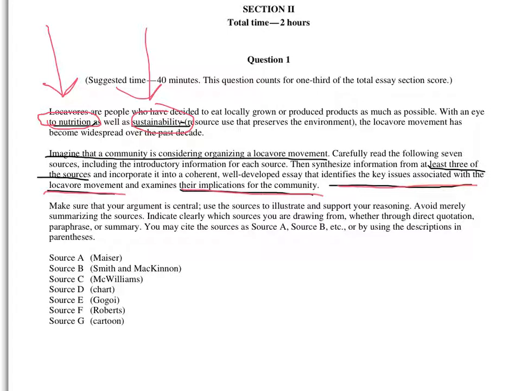Now, if you address these two issues, you are implicitly responding to the prompt. You are identifying key issues. The only thing left to do is decide whether the concepts of nutrition and sustainability are valid. In other words, if you decide to join the locavore movement and you decide to eat locally grown or produced products, is that going to have a massive impact on nutrition and sustainability? And by doing that, you are either going to be agreeing or disagreeing.